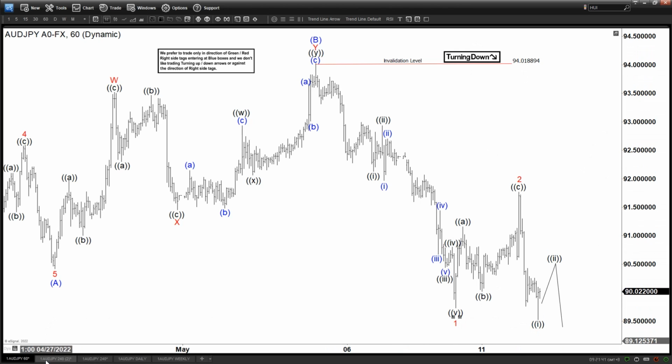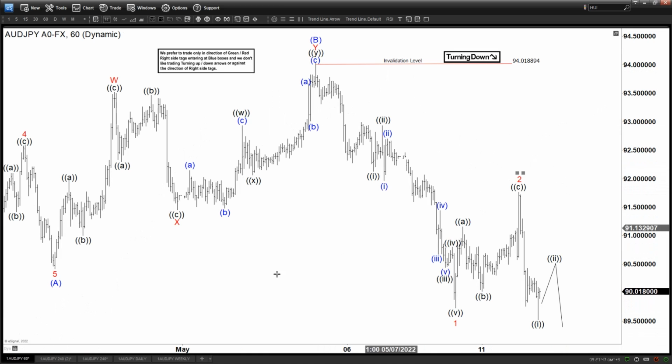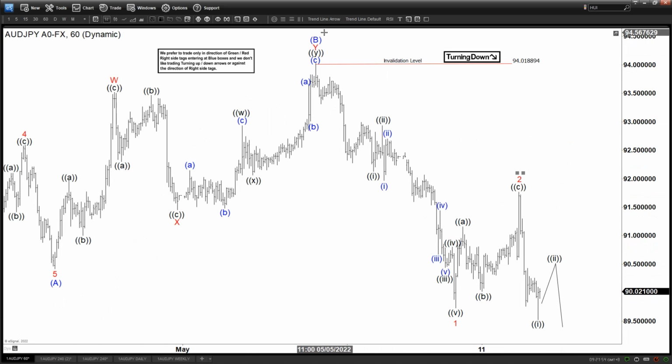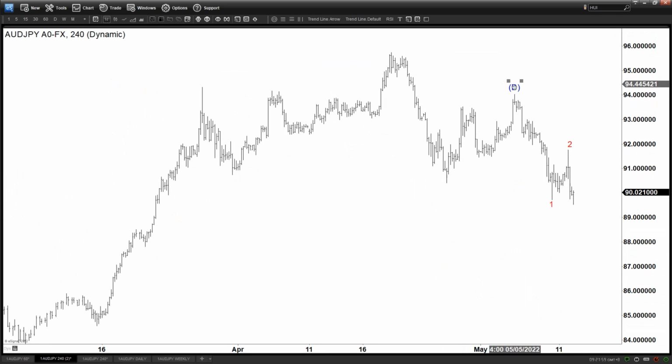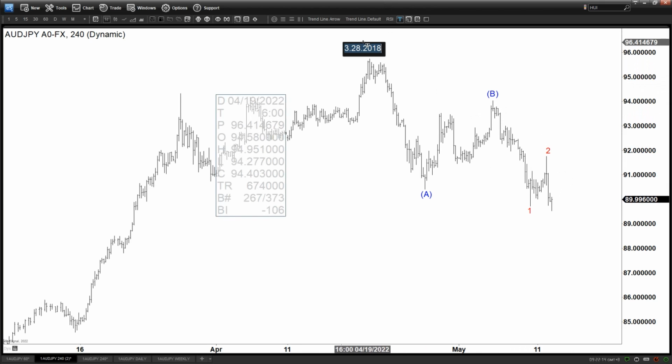Now zooming out a little bit in the 4-hour. All right, so let's transfer some of the counts here. This is your 2 and this is your 1 over here. Now let's transfer some more. B and A here in the blue degree, we put it here on the 4-hour time frame. Now everything becomes a lot more clear. So we're talking about an ABC move which started from this April 20, right? April 20 here. So we have a lower low.